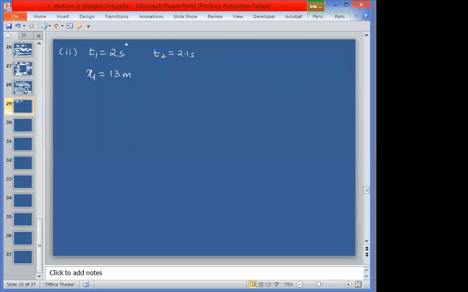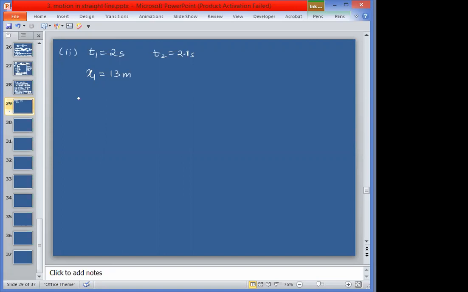But look, the time interval has decreased. Initially the final time was 3 second. 3 minus 2 gave a time interval of 1 second. Now the time interval is smaller. It is a time interval of 0.1 second. 2.1 minus 2, so it is 0.1.